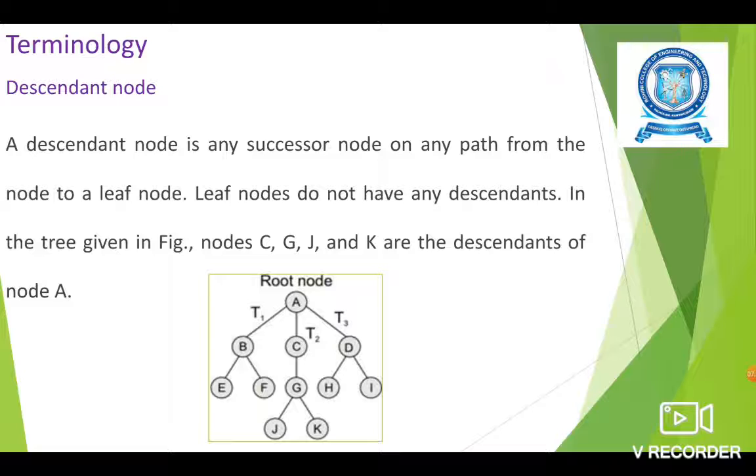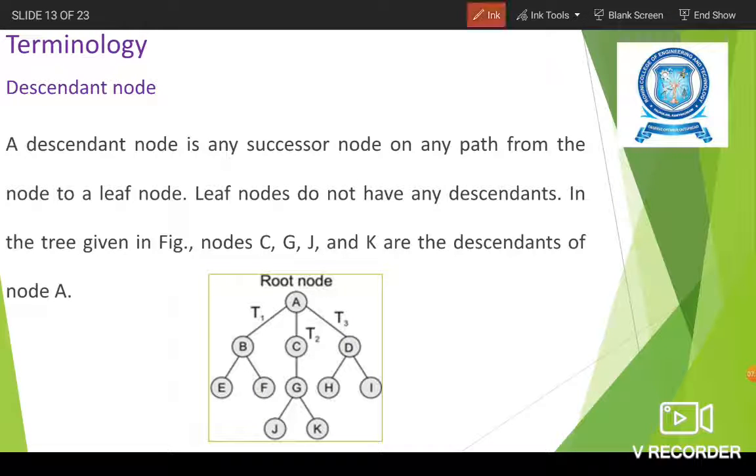Just opposite is the descendant node. It is any successor node on any path from the node to the leaf. Here the leaf nodes won't contain any descendants. In the given tree, the nodes C, G, J, K all are the descendants of node A.